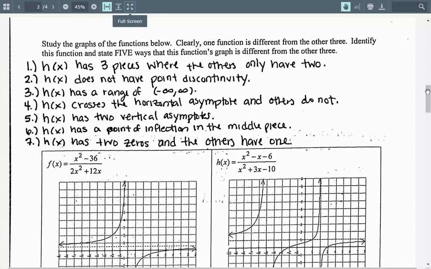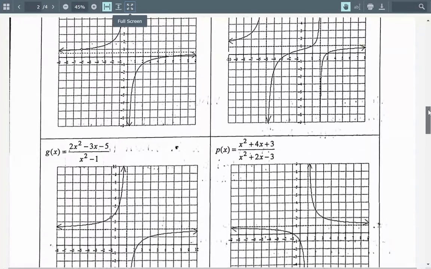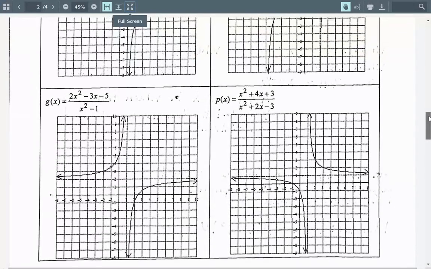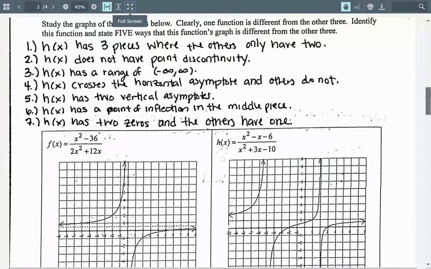All right, on this page it says study the graphs of the five functions below. Clearly, one function is different from the other three. Identify this function and state five ways that this function's graph is different from the other three. So if you look at these graphs, we see that h of x is different because it has three pieces to it instead of just two pieces like the other functions. So h of x has three pieces where the others only have two.